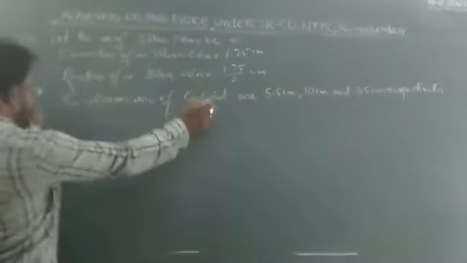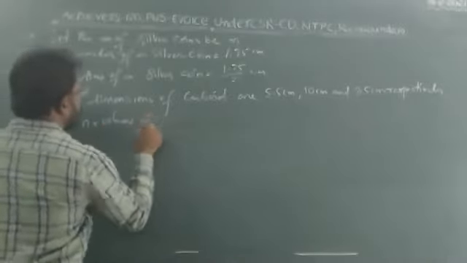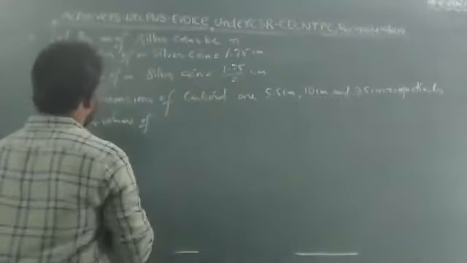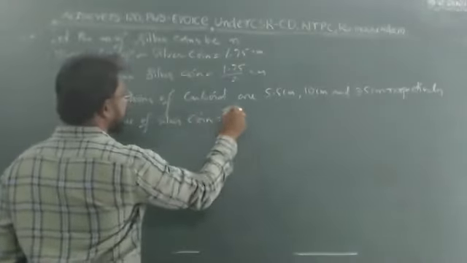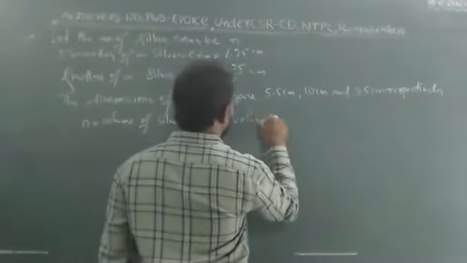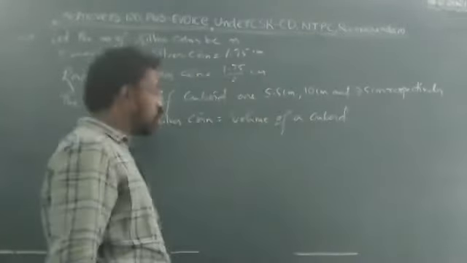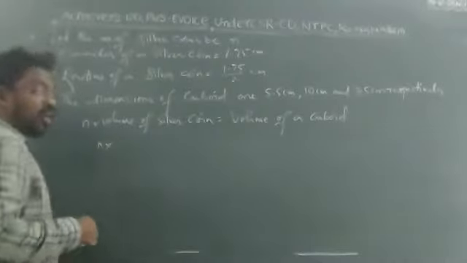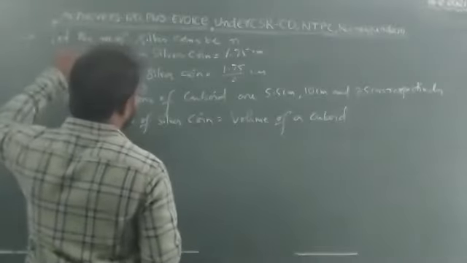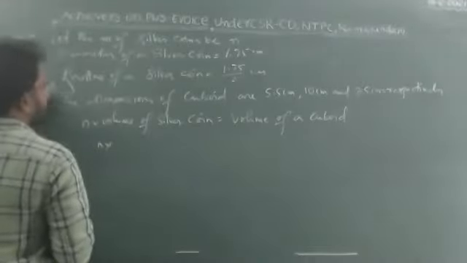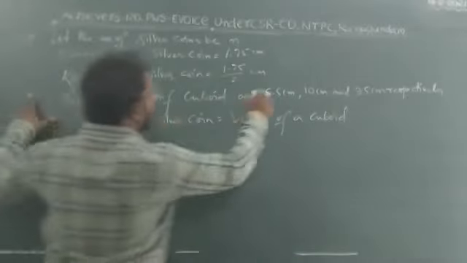So here I have to take n into the volume of a silver coin, and that is equal to the volume of the cuboid. Calculation is most important. Since we know the formula, the silver coin is nothing but a cylinder. Silver coin in the shape of a cylinder. The height we did not write, I hope. Yes, write down the height also. We'll write the height here.